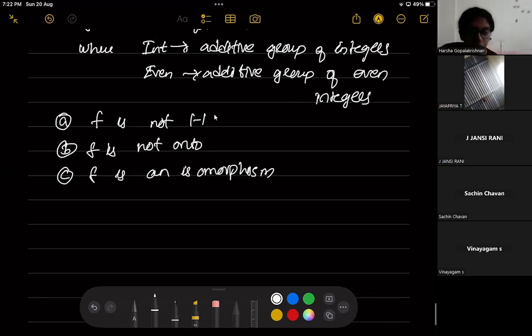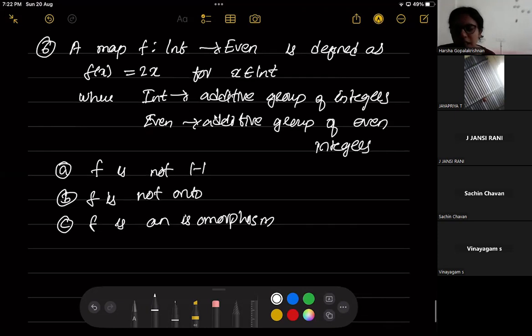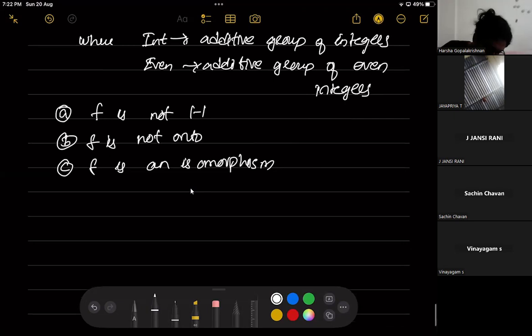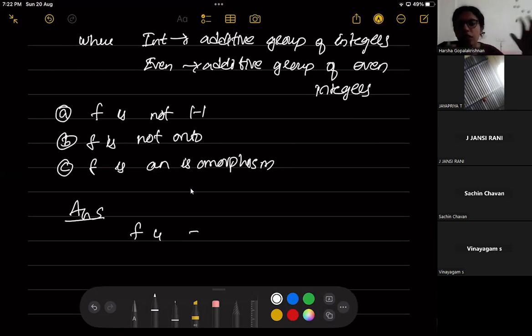So can anyone say, about 1-1 and onto, actually we can say very quickly. F is a map from integer to even. We need to check whether it is 1-1 or onto. How will we check 1-1? We will start with f of x1 equal to f of x2. If we are able to prove that x1 equal to x2, it is 1-1.